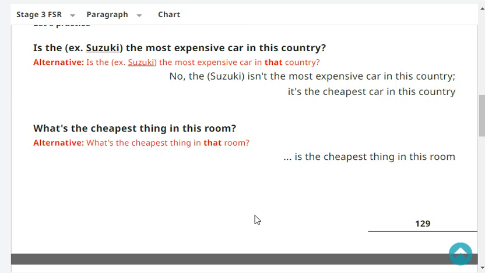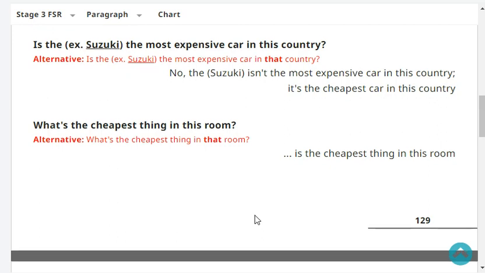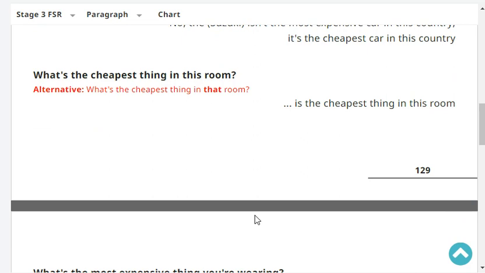What's the cheapest thing in your room? The pen is the cheapest thing in my room.